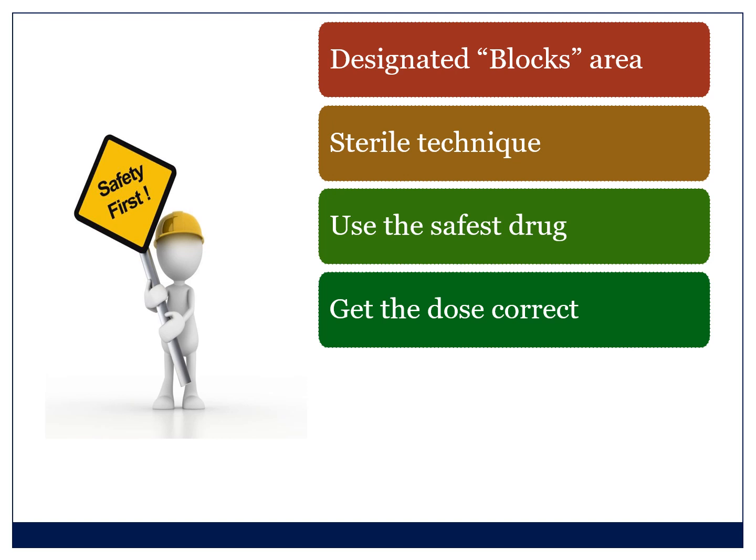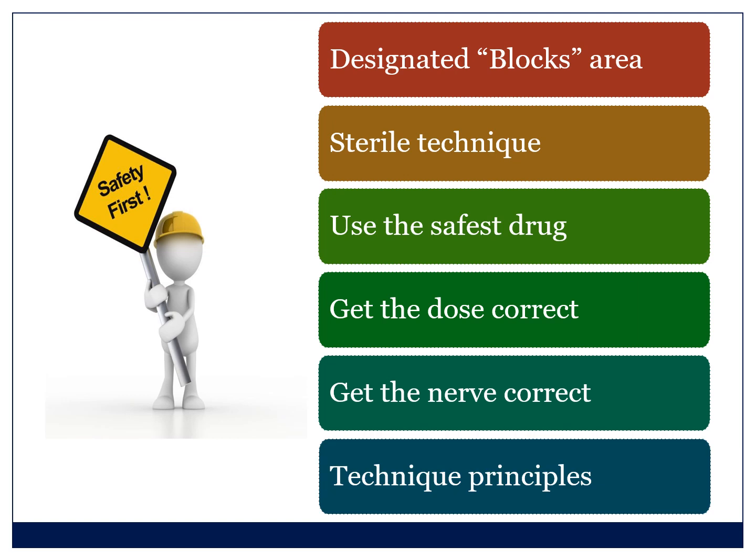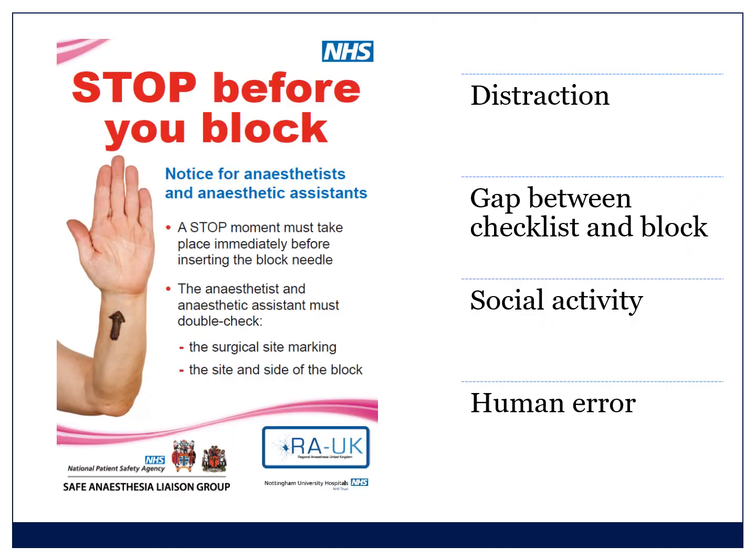Get the dose right. I'm going to go through how to calculate them and what the maximum doses are. Get the nerve right. It sounds like a stupid thing to say, but there have been so many instances where the wrong side has been blocked and you end up doing a brilliant nerve block in the wrong limb. So just make sure that you focus on those things. And then there are a few technique principles which I'm going to cover that are worth paying attention to.